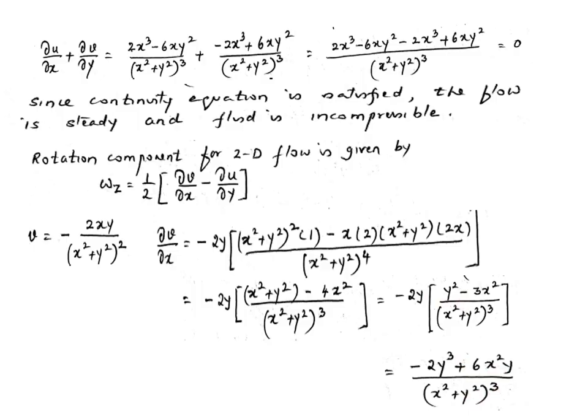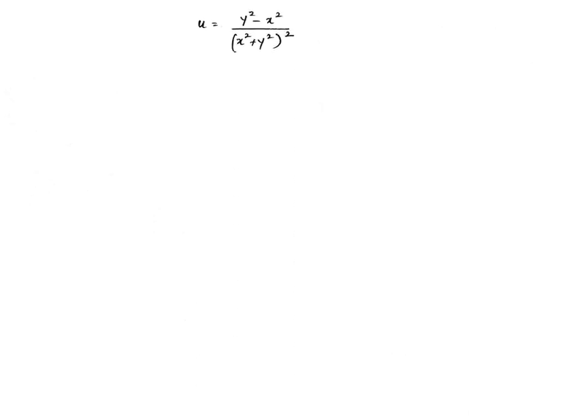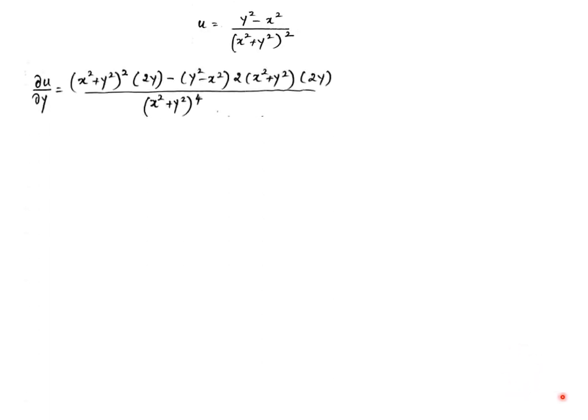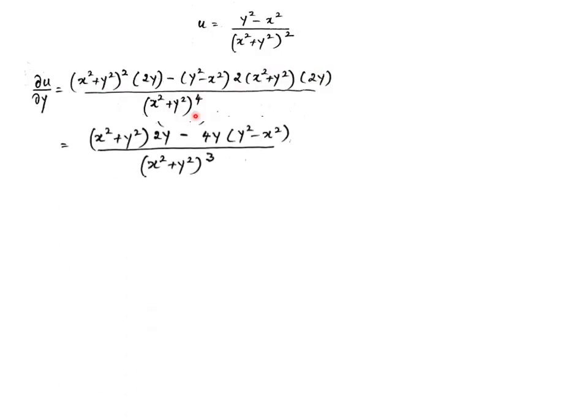Now you take u and differentiate with respect to y. Again it is the same thing. The numerator is a function of y, whereas the denominator is also a function of y. So taking that, it is denominator times differentiation of numerator, so differentiation of y square is 2y, minus numerator times differentiation of denominator. Taking out x square plus y square, we are left with these terms.